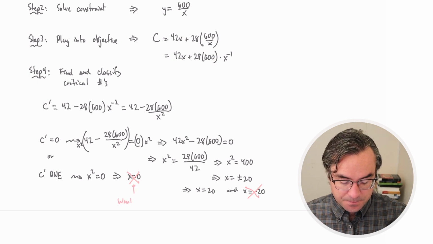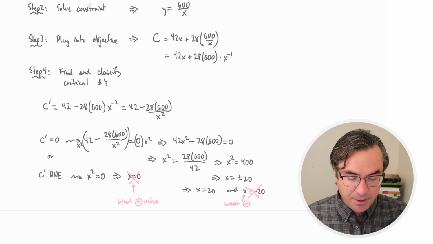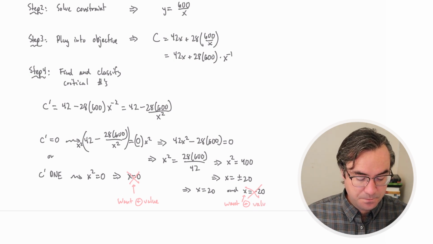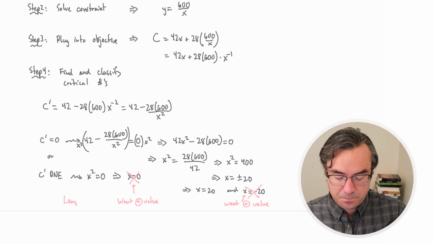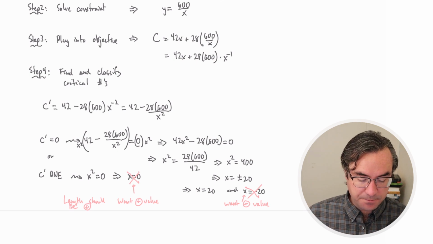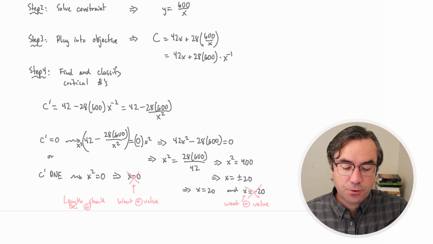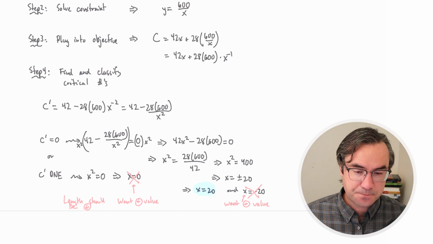So we want a positive value for x. Same thing here. And that's because length should be positive. We don't want negative length. We don't want 0 length. All right. So x equals 20 is the critical number that we're going to be considering here.